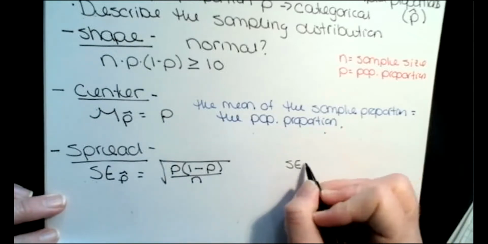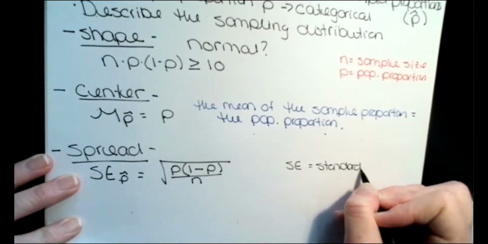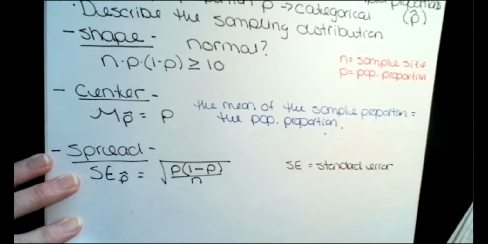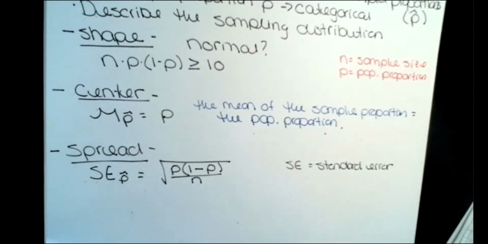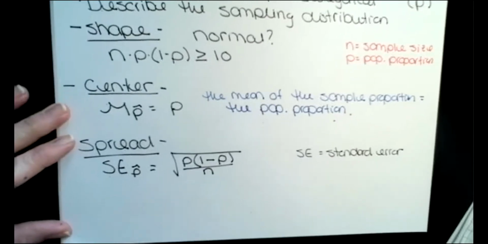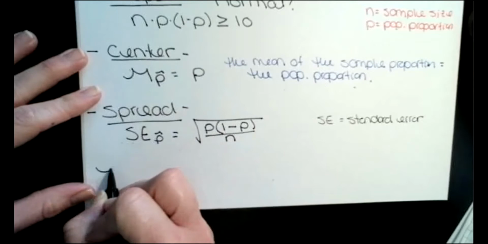Let's just write SE is standard error, which is the standard deviation of the p hats. So it's how spread out are all those p hats. What I want to do here is take a look at an example, and we'll walk through some Minitab and the write-up and everything that I expect to see.